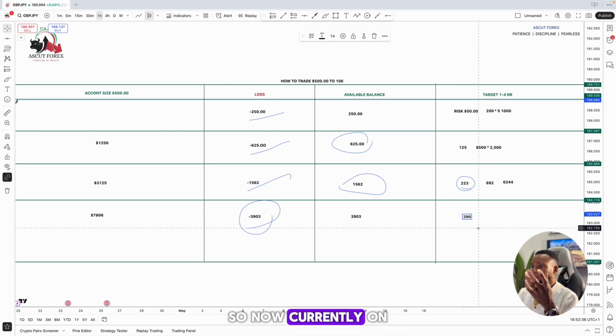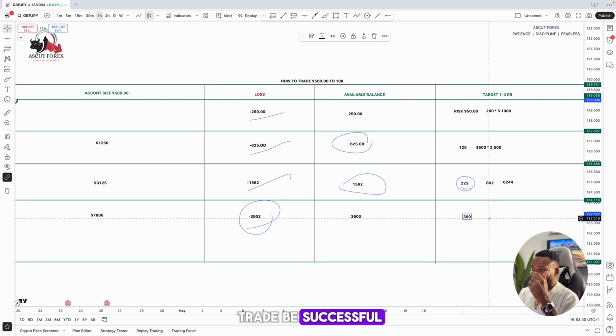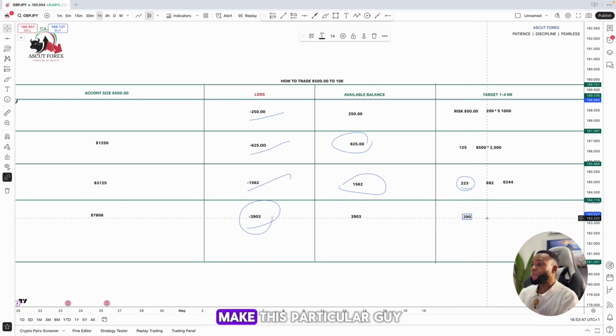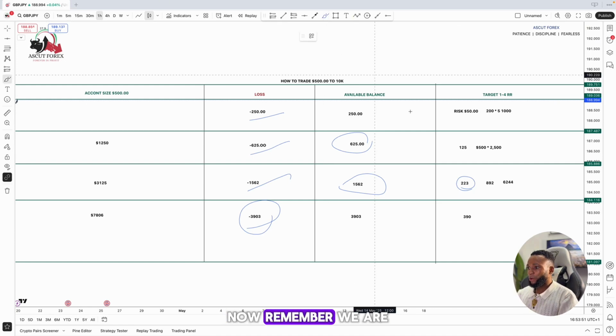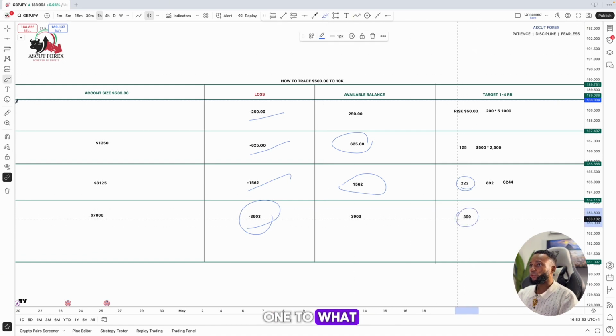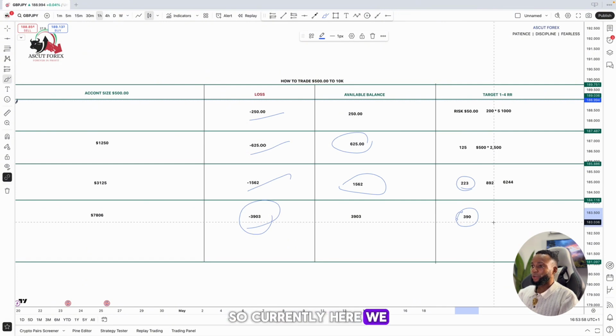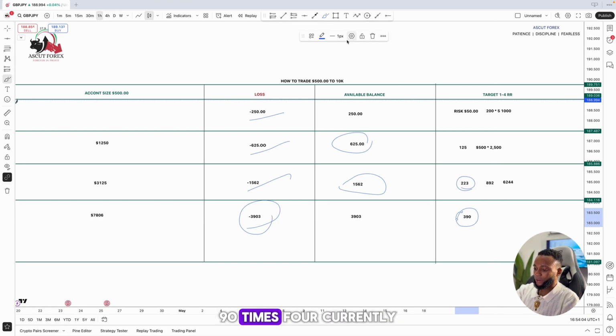So currently on this particular trade, we need to make at least these 10 trades successful. Even if we make 8 successful, we are still in profit. So we need to make this particular one a successful one. Remember, we are always going for just 1 to 4 RR. We stick to our 1 to 4 RR. So currently here, we need our first trade, that's 390 times 4.